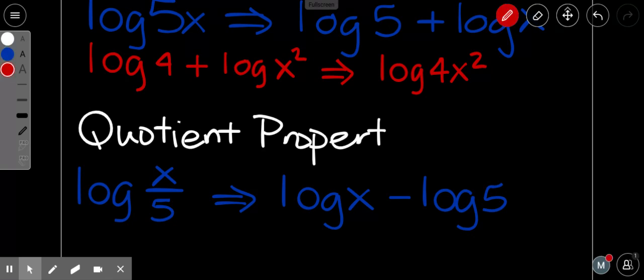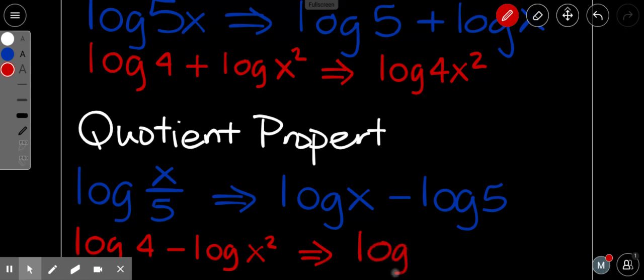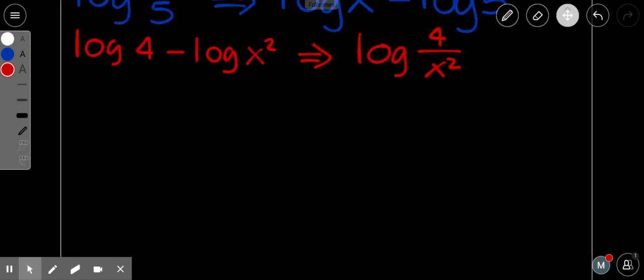Again, we can go the opposite way, and if we have the log of 4 minus the log of x squared, this can be condensed to the log of 4 divided by x squared. You don't drop the log, they just condense into 1. And our final property that we're going to be talking about is the power property.